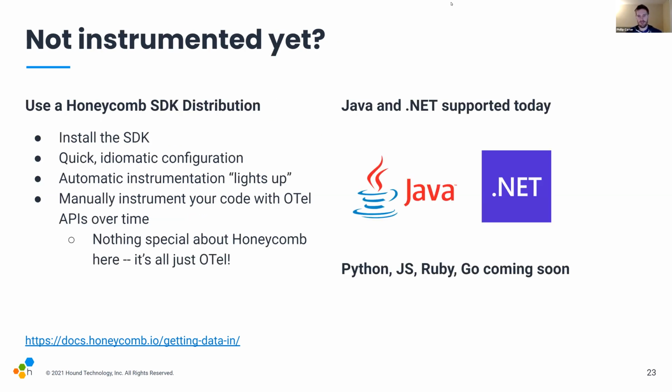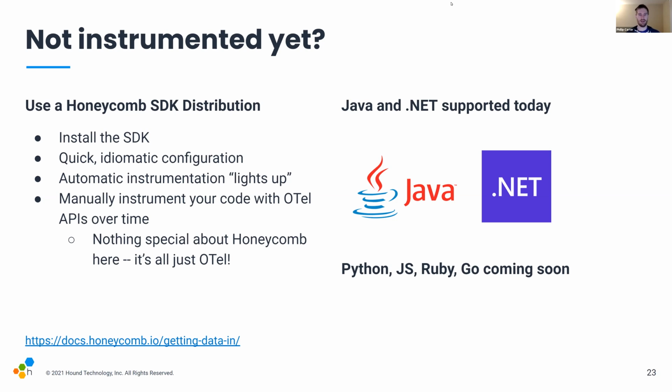So I like to approach this from a couple of different angles. The first one is if you're not instrumented today, if you're just starting off, I highly recommend starting with a Honeycomb SDK distribution. It's super easy. You just install the SDK. If you're using Java or .NET, you just use one of the package managers, or you can even download stuff from GitHub. It's totally fine.